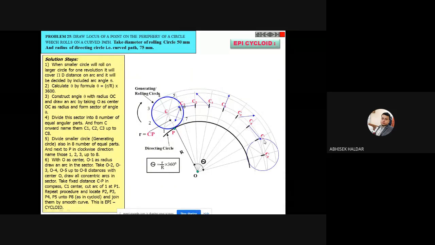From C6, same method, I will cut 2 and 6 on the right. From C7, this is the C7 point, which line should I cut? 1 and 7, that means this one. 1 and 7 is the same arc line.